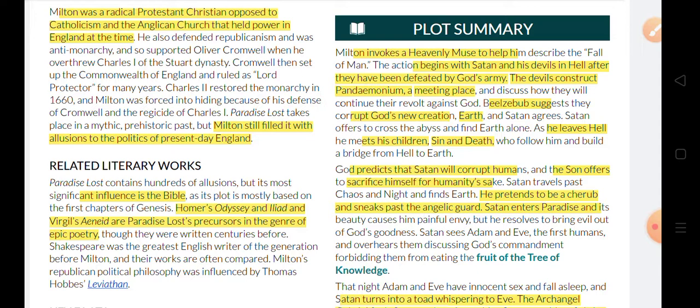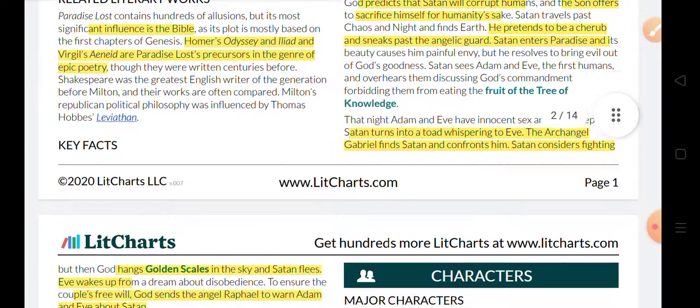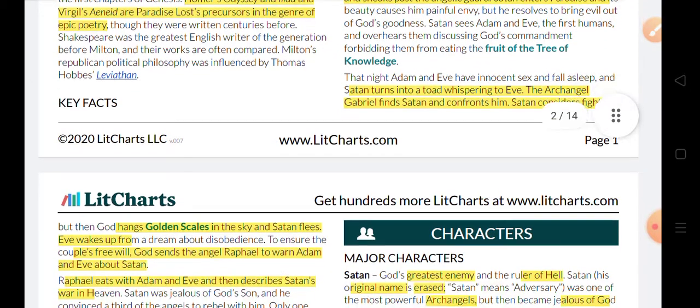And then he saw Satan pretend to be a cherub. A cherub is an angel, a rank of angel. And then, sneaking past the angelic guard, Satan enters paradise to corrupt Adam and Eve. And then what happens there?